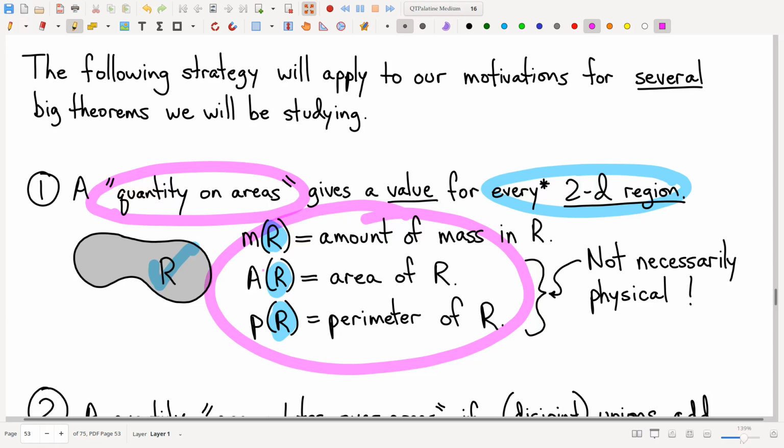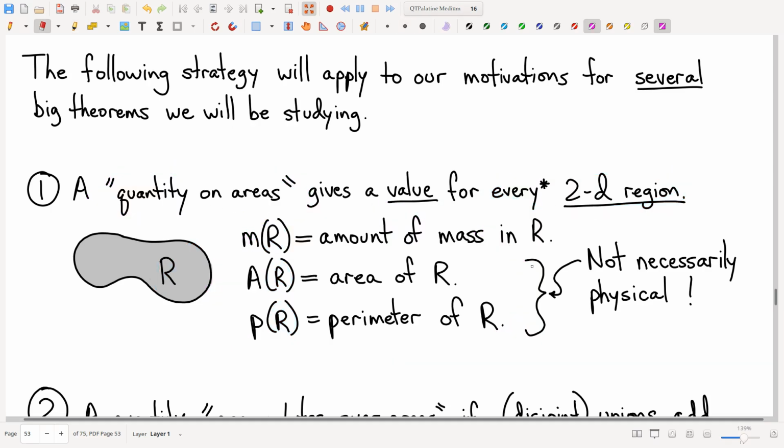So when we say a quantity on areas, what I mean is just a sort of deal. If you give me some two-dimensional region, it's just some number that we associate to that. And notice it may or may not be physical. This is physical, these aren't. So, think creatively.